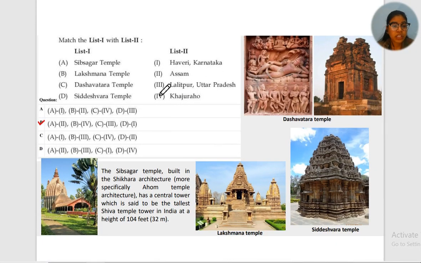Coming to the next question, here you have a match-the-following type of question in which, in list 1, you have been given the names of some temples, and in list 2 you have to match them with the places they are related to. First of all, if we talk about the Sipsagar temple, the Sipsagar temple is in Assam. This is the Sipsagar temple.